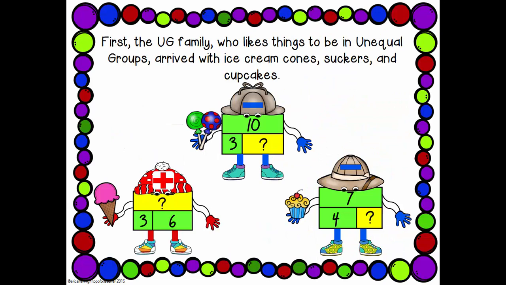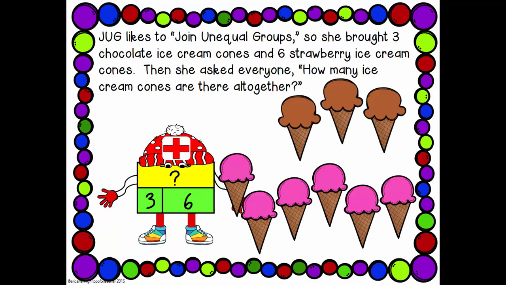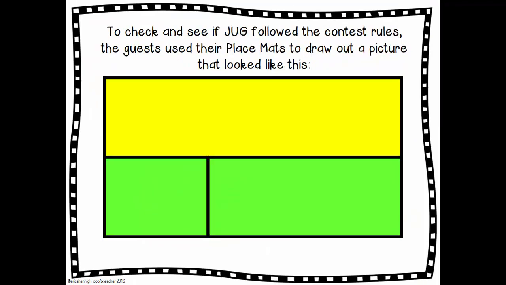First, the Ugg family, who likes things to be in unequal groups, arrived with ice cream cones, suckers, and cupcakes. Jug likes to join unequal groups, so she brought 3 chocolate ice cream cones and 6 strawberry ice cream cones. Then she asked everyone, "How many ice cream cones are there altogether?" To check and see if Jug followed the contest rules, the guests used their placemats to draw out a picture that looked like this.